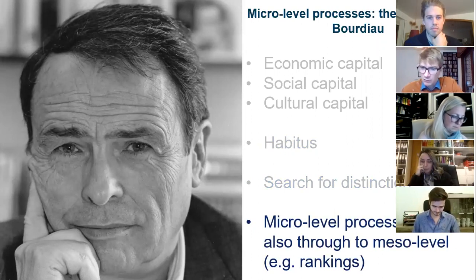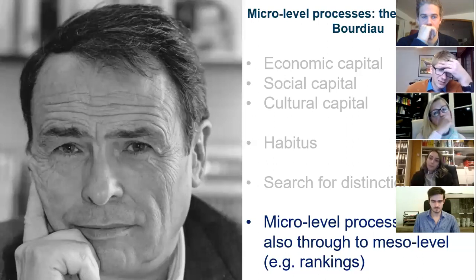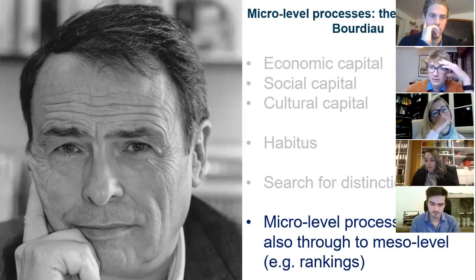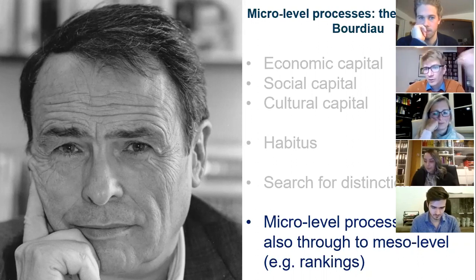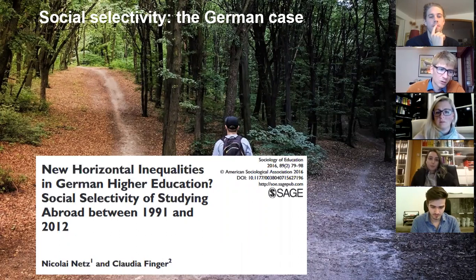Oh, and I just added that micro level processes work also through to the meso level, in the sense that of course you have these micro level processes of searching for distinction that also get tied to changes in the characteristics of higher education institutions. The rankings of higher education institutions, these meso level characteristics, are quite important for this search for distinction.